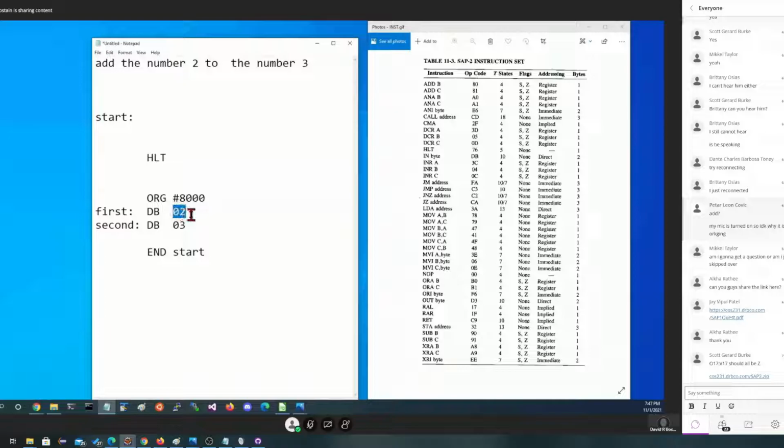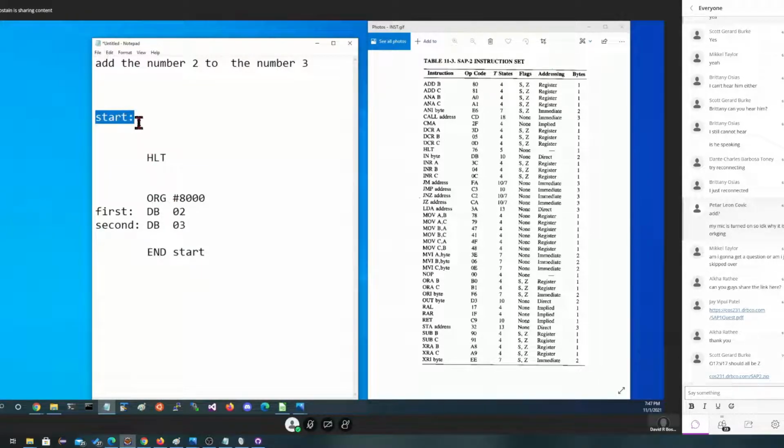So this will be at 8,000. This will be at 8,001. And this says define a byte of data. Well, a byte is 8 bits, 2 hex nibbles. At the end, there's going to be an end statement that says you've seen all the assembly and directives. Have the beginning statement be at start in case our program didn't begin at the beginning. This machine only knows how to do that.